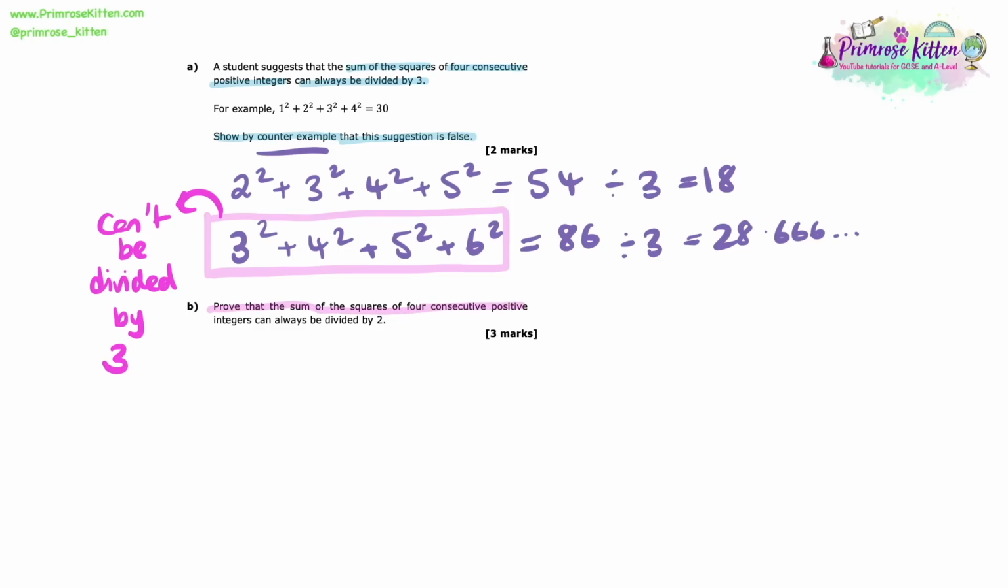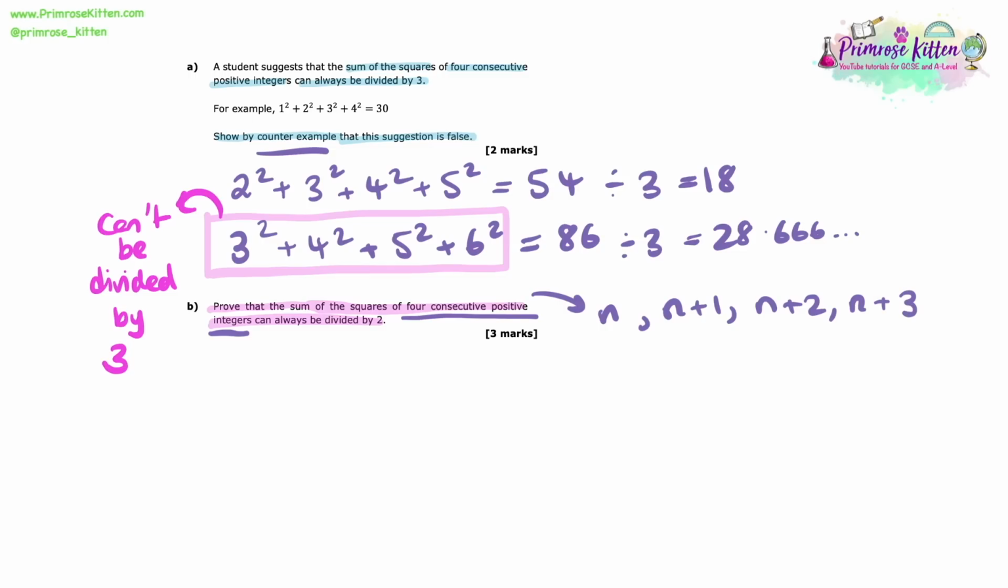So now we're asked to prove that the sum of the squares of the 4 consecutive positive integers, so the same thing we were talking about in part A, can always be divided by 2. So we're still looking at a similar concept, but this time we're showing it can be divided by 2.